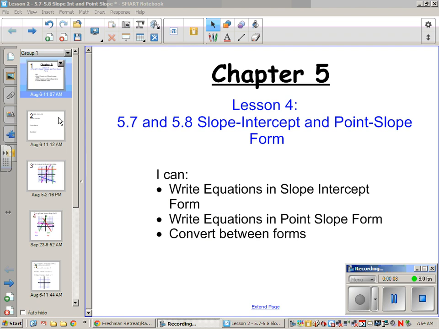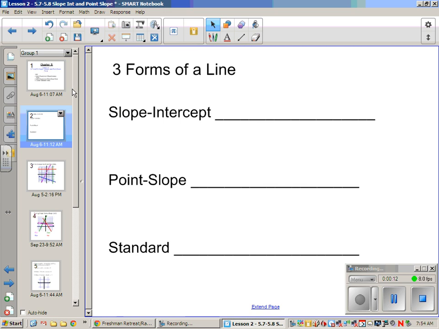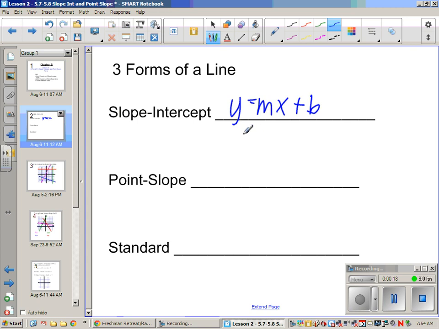So we're going to first introduce you to three forms of an equation. We're going to be working with mostly two of them today. Slope-intercept is the one you're used to, and it's y equals mx plus b. M is your slope, b is your y-intercept. Okay, and that's kind of what we talked about in Video 1.